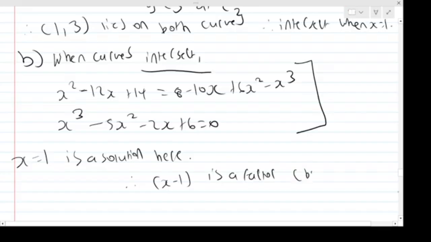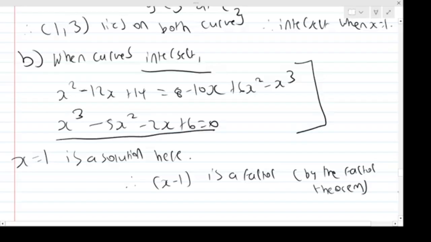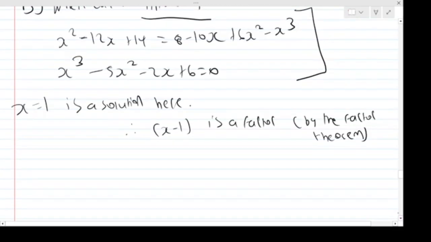I'm going to say by the factor theorem just to justify your answer. But there we are. So we know a solution to this, again, because of part A. So then we can deduce x minus 1 is a factor, okay, because of the theorem. There we are.